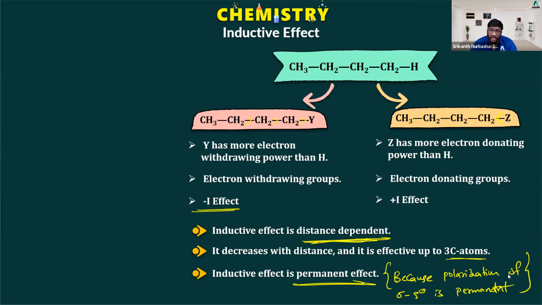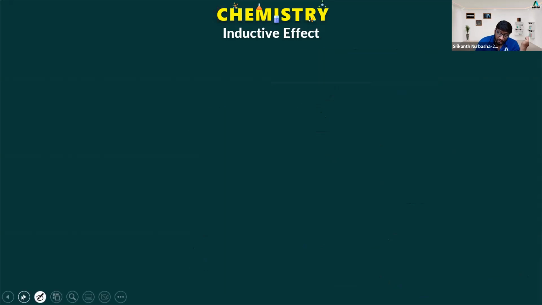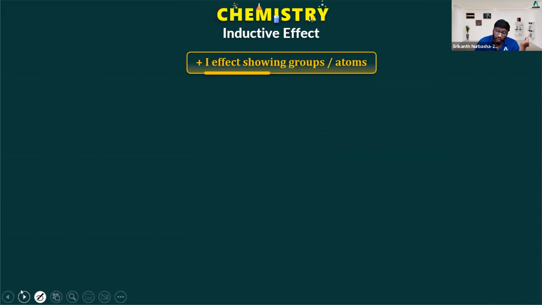All these points clear? There are two types of groups, electron withdrawing groups and electron donating groups. This is completely based on electronegativity difference. If electron withdrawing is happening by electronegativity difference, that is said to be minus I groups. If electron donation is happening, then that is said to be plus I groups. So plus I effect showing groups or atoms.